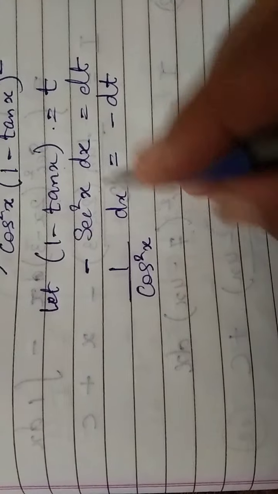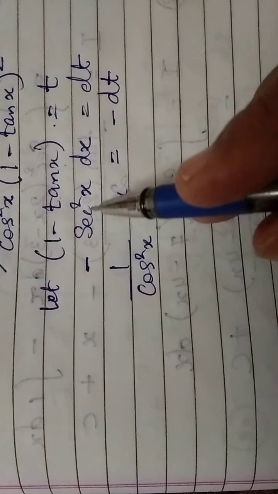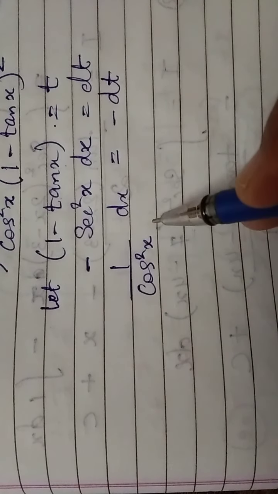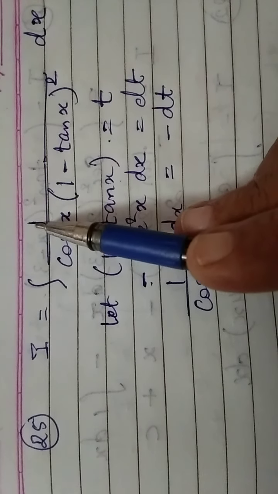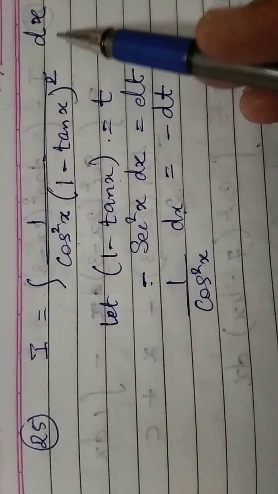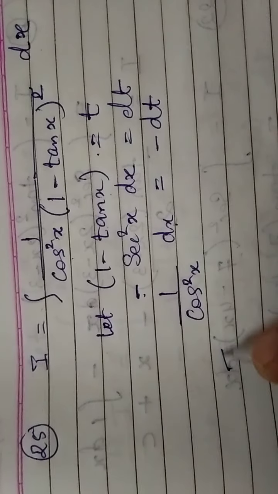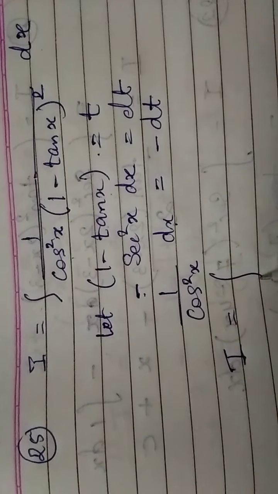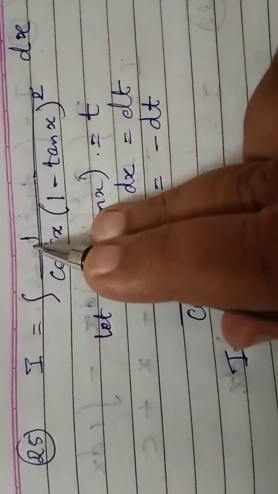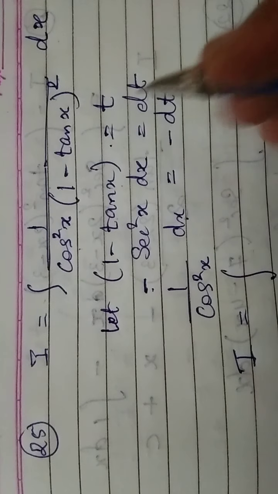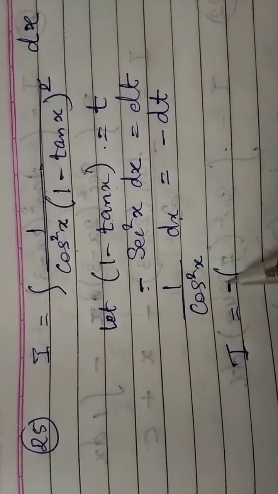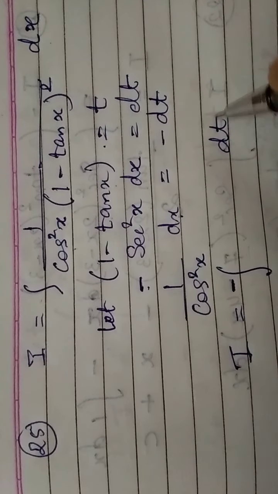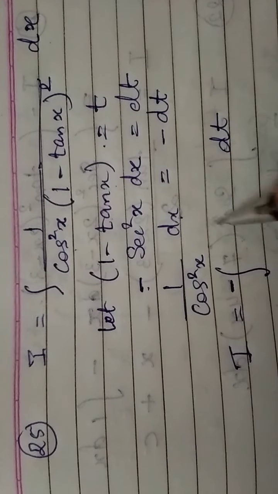So sec is the reciprocal of cos. So instead of sec squared I wrote 1 upon cos squared into dx, and this minus sign I transferred it over here. Now I look back to my question. My question has 1 upon cos squared into dx, which I am going to write as dt. So in my integral, this 1 upon cos squared into dx is going to be minus dt. The minus sign I'll write in the front, and I'll put the dt term over here.